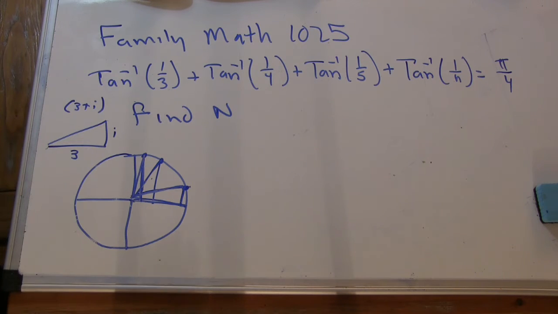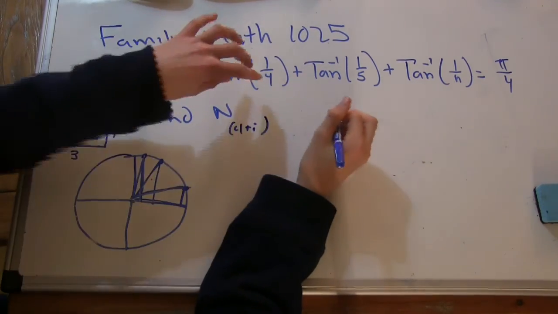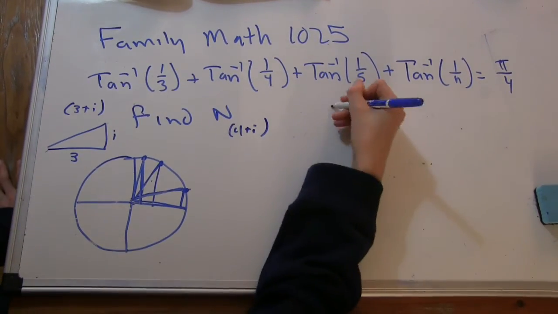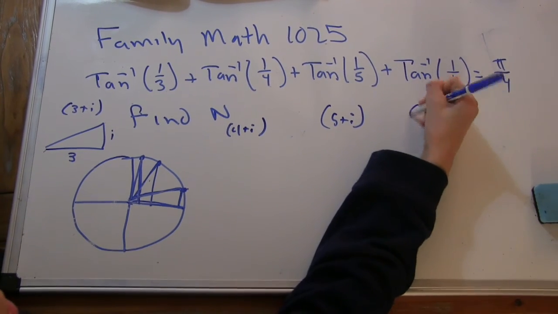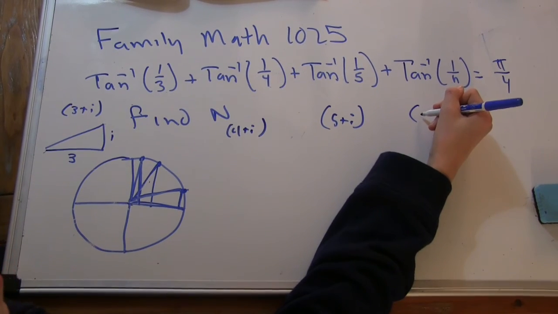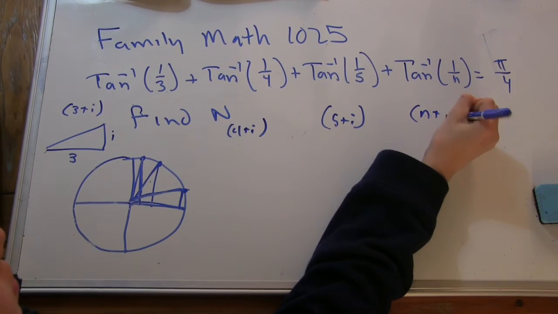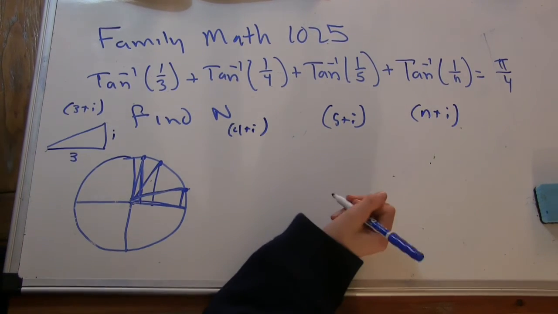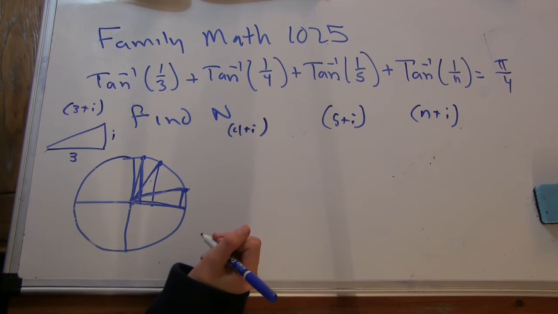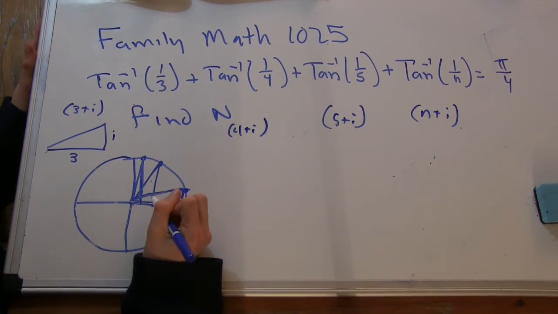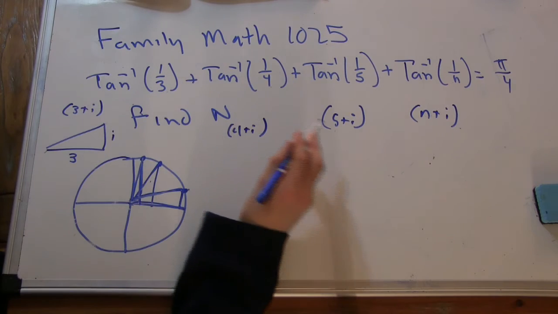And then we can also use 4 plus i to represent arctan of 1/4. We can use 5 plus i to represent arctan of 1/5, and this would be n plus i. Very good. And now that we have these four numbers, what are we going to try to do? Since the angles adding and the magnitudes multiplying come from multiplying these numbers, we have to just multiply these together.